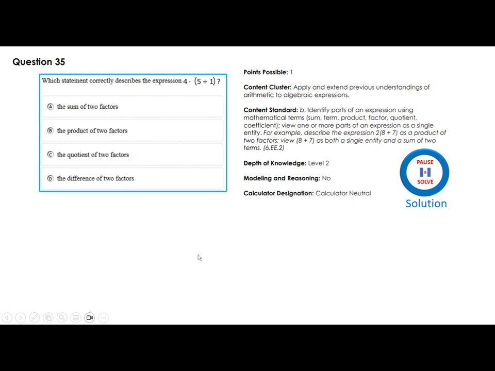Excuse me. Here, which statement correctly describes the expression 4, this means times, 5 plus 1. Times, that's multiplication. Is this the sum of 2 factors? This is a factor, and this is a factor. Are we adding them? No. Is this the product of 2 factors? Yes, that's the product of 2 factors. Is it the quotient, the division? Are we dividing here? No. The difference, are we subtracting? No.